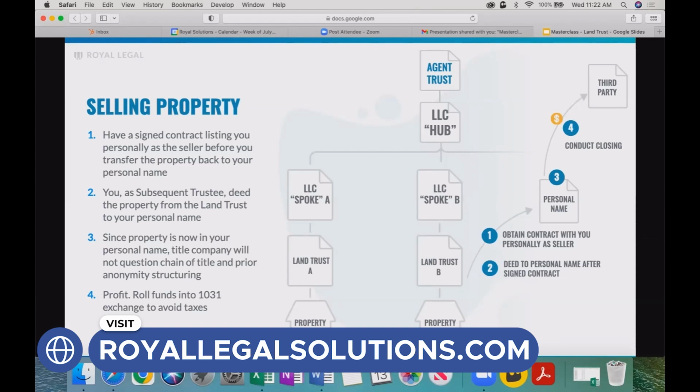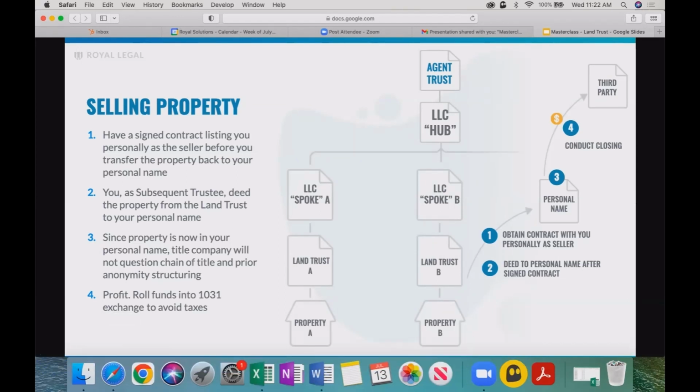At that point, closing is 4 to 6 weeks. You're talking about 4 to 6 weeks where it's sitting in your own name. So generally speaking, not a huge liability there. That's the easiest way to do it, most straightforward. The title company is not going to bother you at all.